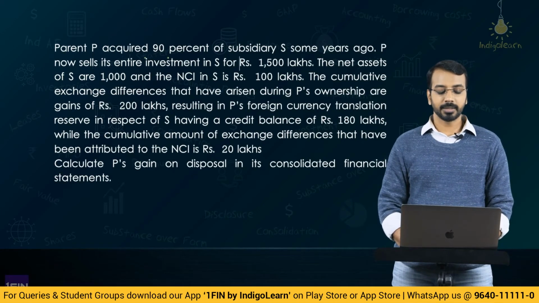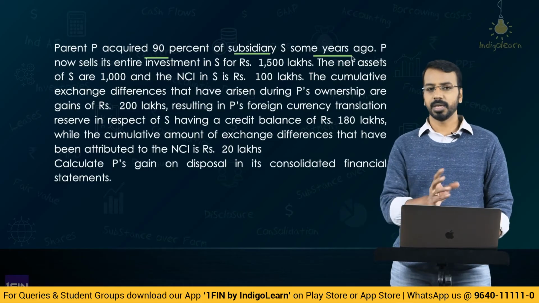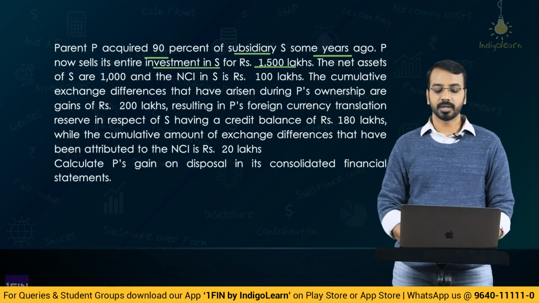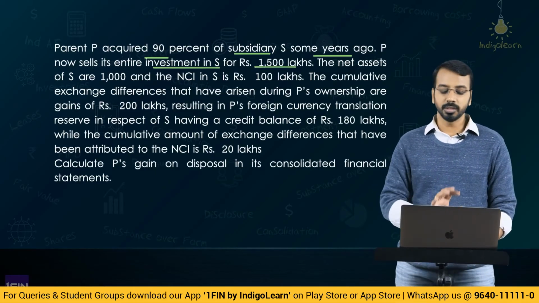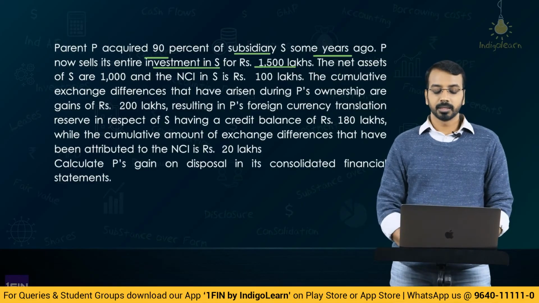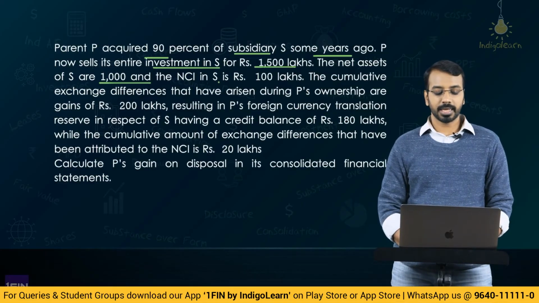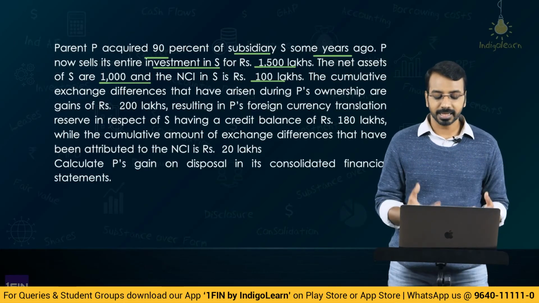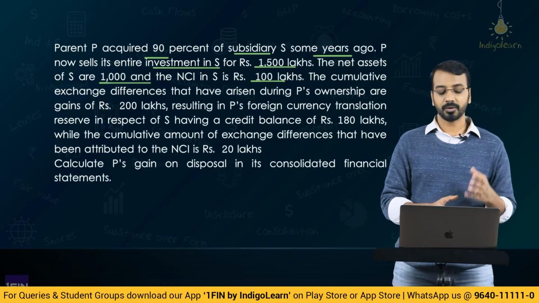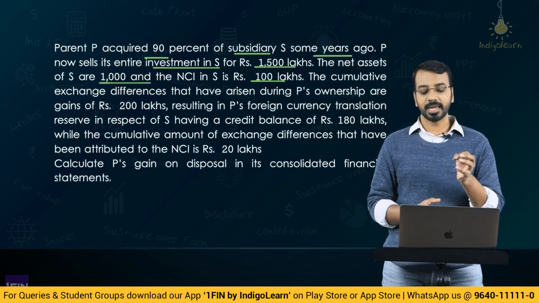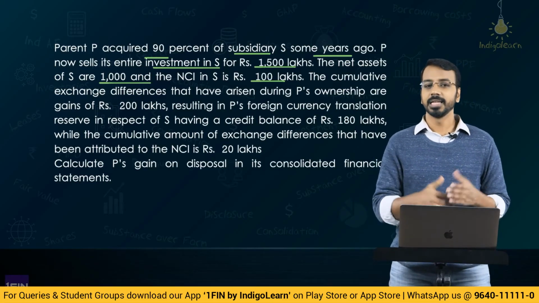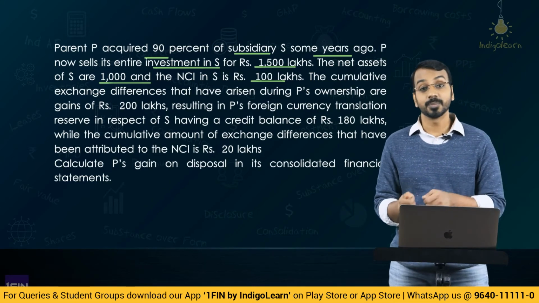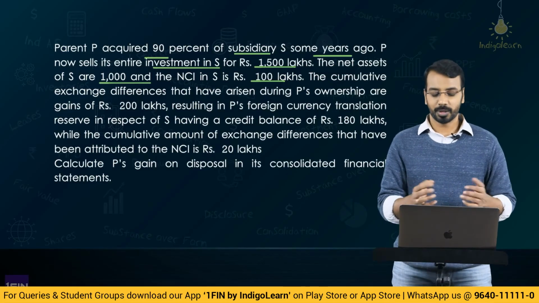Parent P acquired 90% of subsidiary S some years ago. He now sells its entire investment in S for 1500 lakhs. So, for 1500 lakhs, they have sold the subsidiary, or rather the stake. The net assets of S are 1000 and the NCI in S is 100. Means what? The total net assets in S is 1000, and NCI's share in that is 100. How is NCI's share 100? The holding company has a 90% stake, so the non-controlling interest will have a 10% stake. 10% of 1000 is nothing but 100.